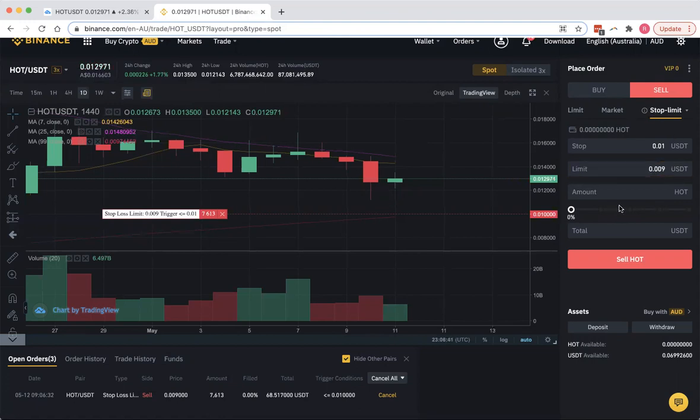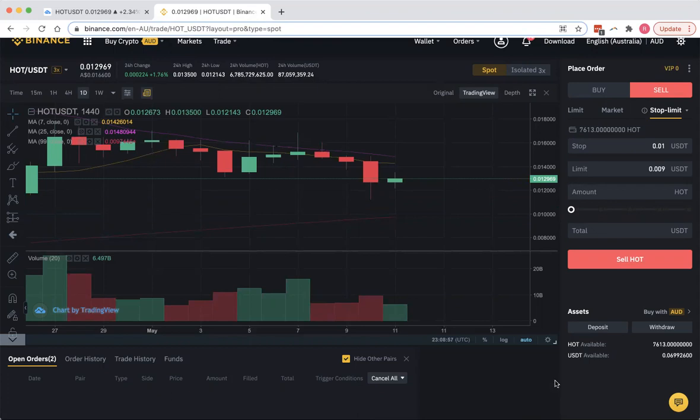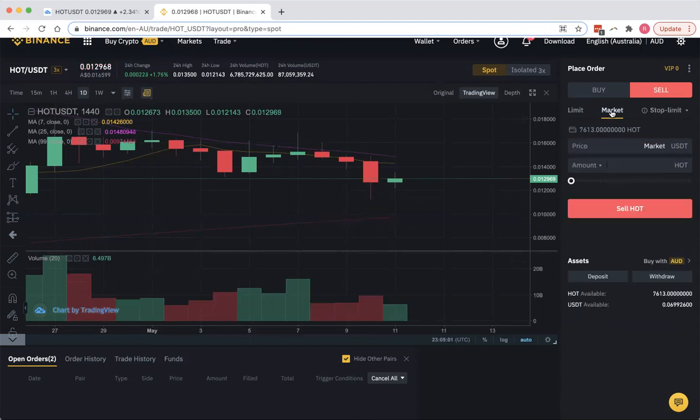But ultimately, if you want to sell, you can't sell because you have actually got all of your HOT allocated to this stop loss order. So the first thing you need to do is cancel your stop loss. And you can see now that the stop loss has been cancelled. Then we're going to sell at market, and we're going to sell 25%. So we're basically taking a 25% profit.